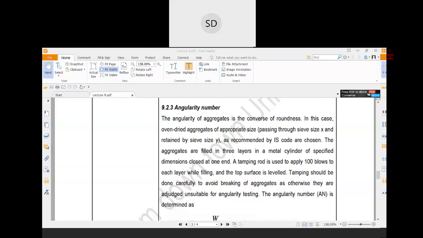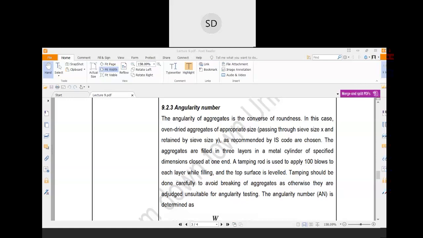Now in this case, what you have to take? You have to take a container, and in this container some aggregate of appropriate size. Now what is that appropriate size? That is designated in the code. Suppose appropriate size means passing through 10 mm or passing through 12.5 mm and retained on 10 mm; like that there are some appropriate gauges.